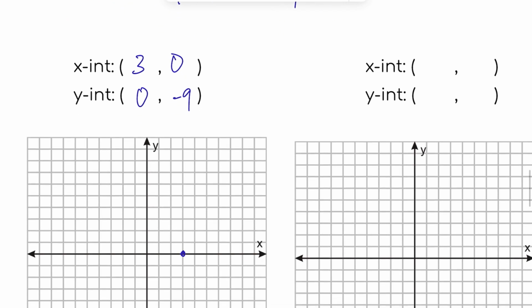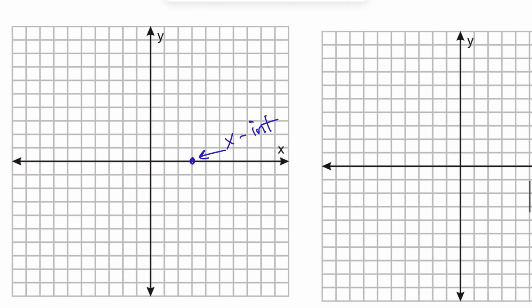So 3, 0 here, that's the x-intercept. And then 0, -9. So count all the way down to -9 down there, and then connect. Kind of like that.